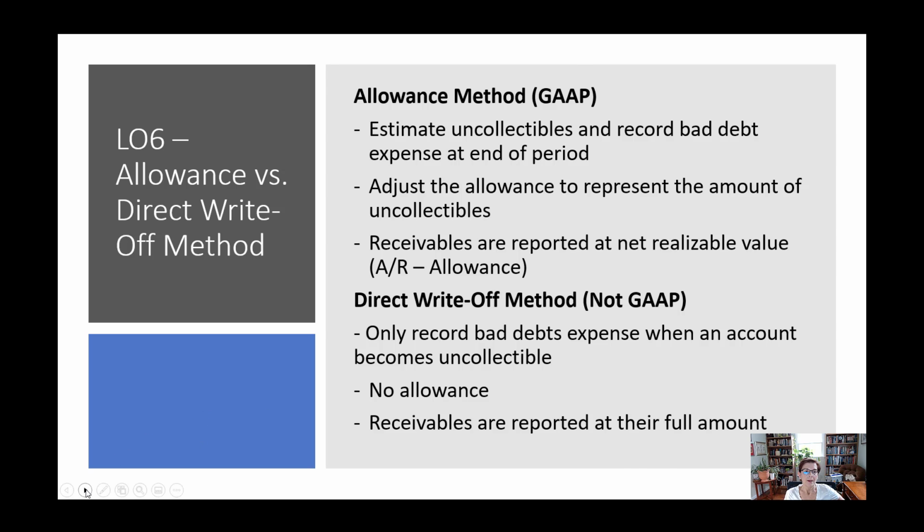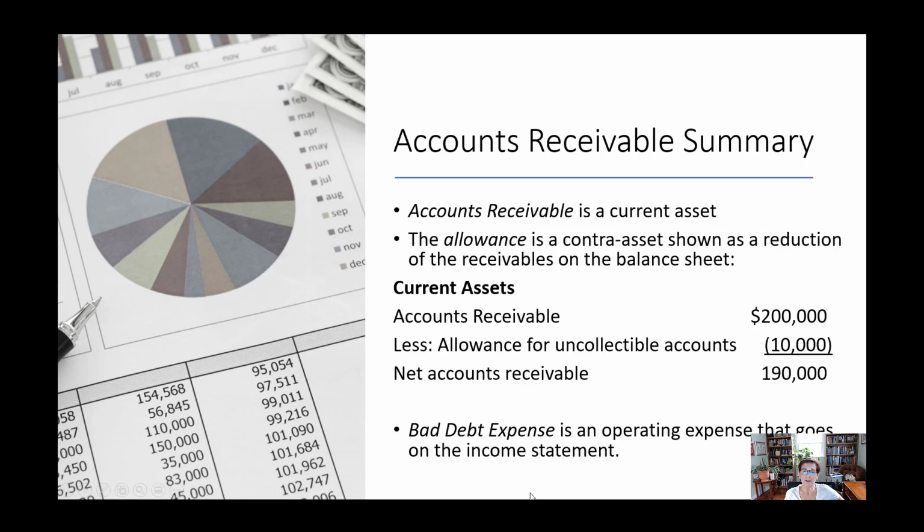Okay? All right. So, accounts receivable summary. Remember that accounts receivable is a current asset. The allowance is a contra asset and it goes against the accounts receivable, and this is what your balance sheet would look like. So under current assets on your balance sheet, you would have your accounts receivable, less the allowance for uncollectible accounts, which would give you net accounts receivable. So this company thinks of its $200,000 of receivables, it thinks it's going to collect $190,000. That is its estimate, right?